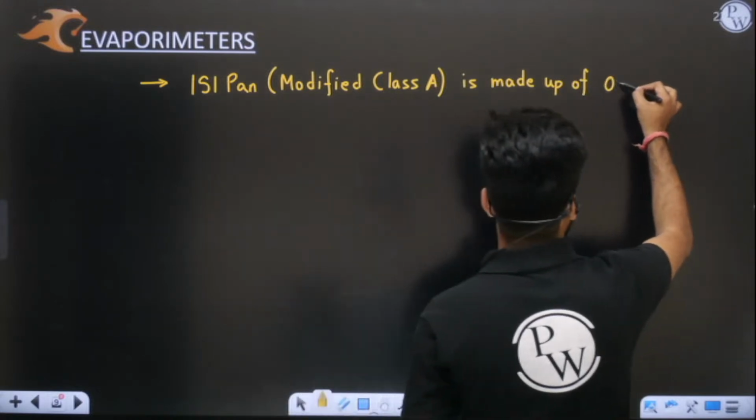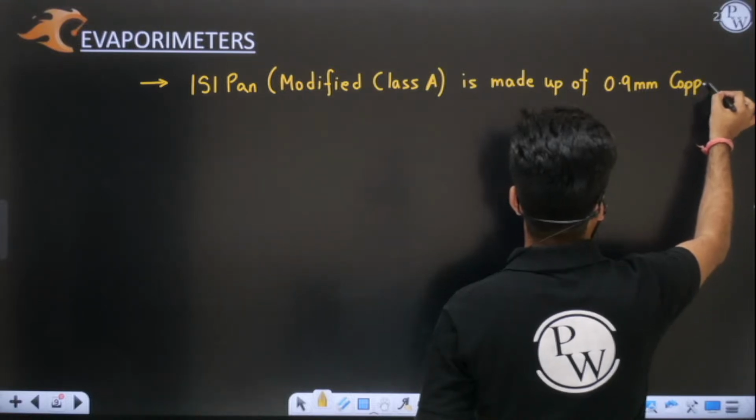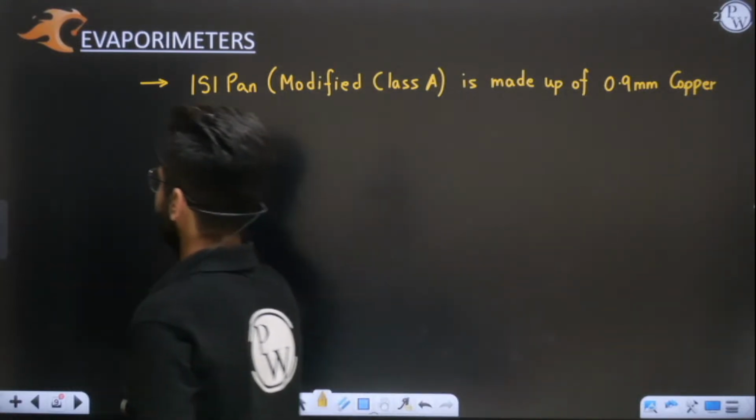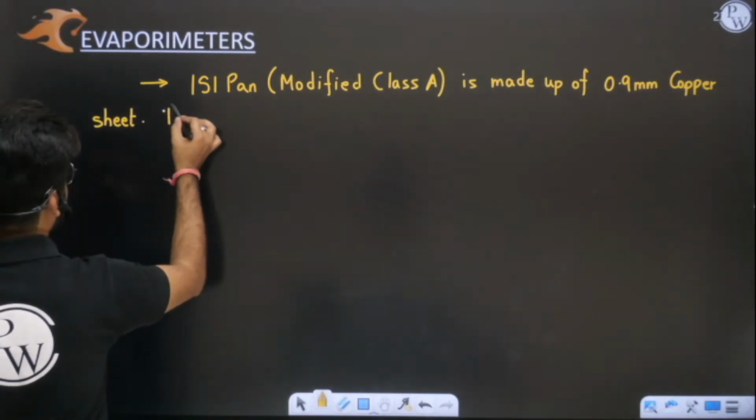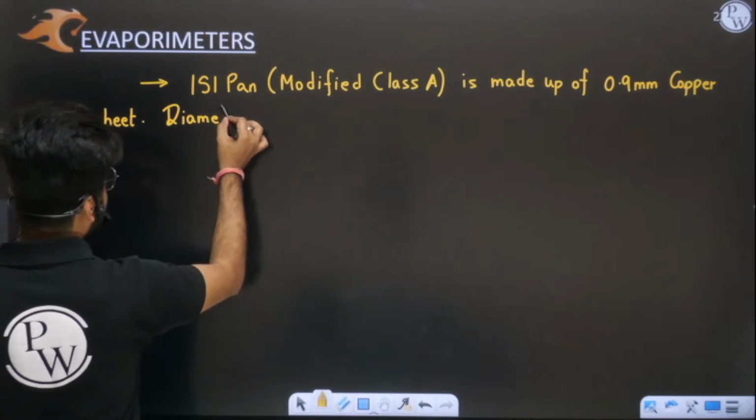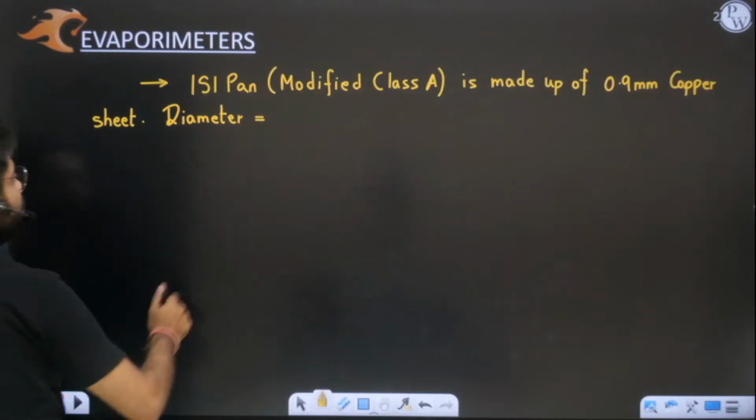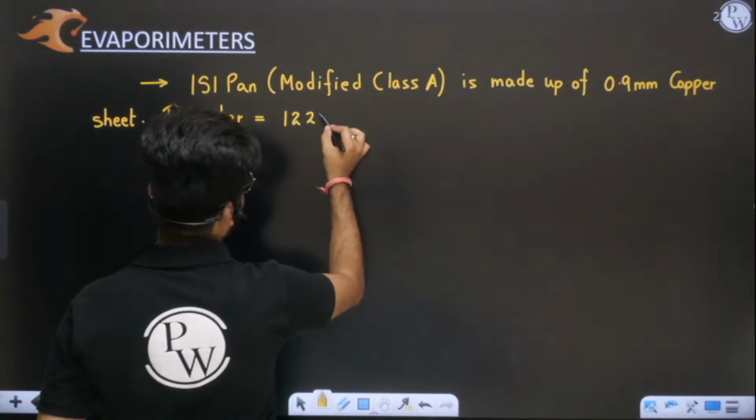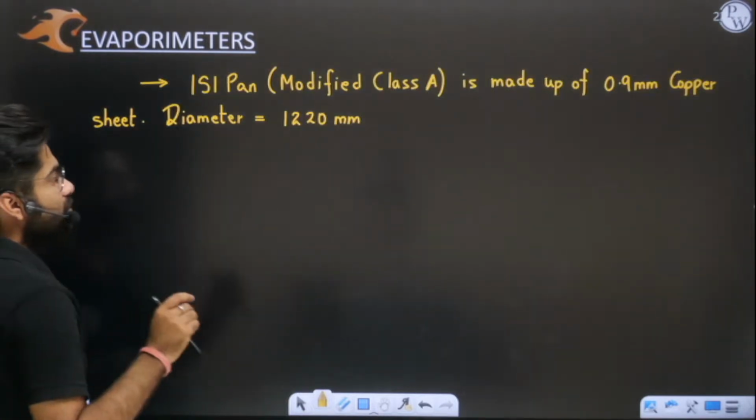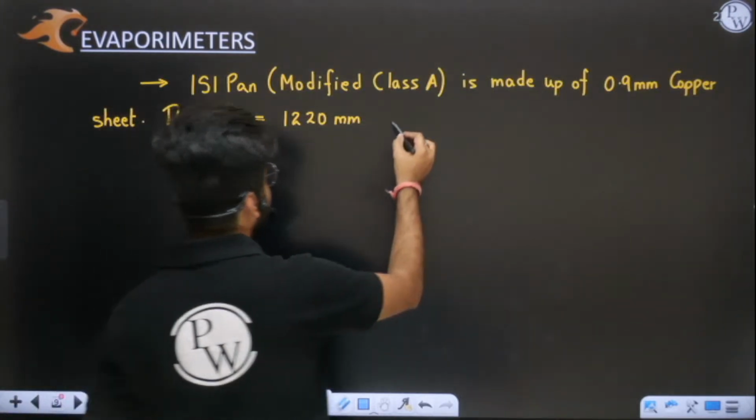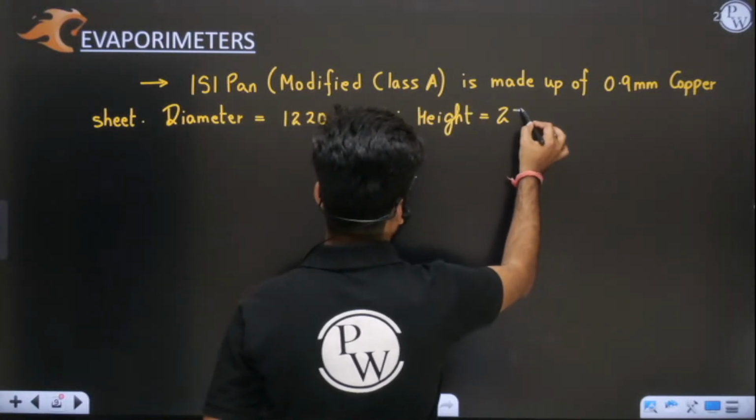ISI pan is made up of 0.9 mm copper sheet. So basically it is made up of copper. Its diameter is similar to that of class A land pan. Class A is 1210, so this is 1220. Oh, okay, a little diameter they have increased. Height is also similar, 255.